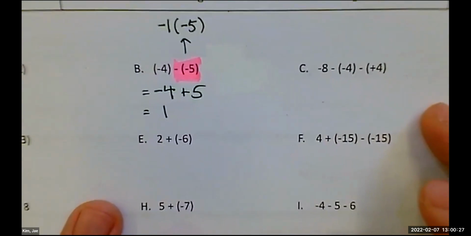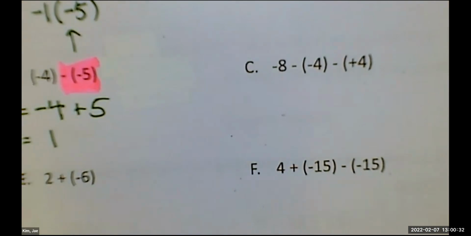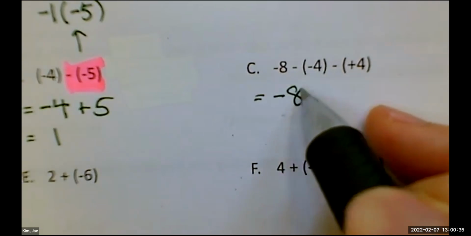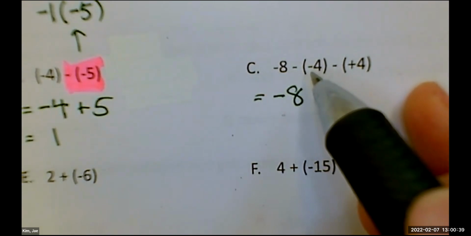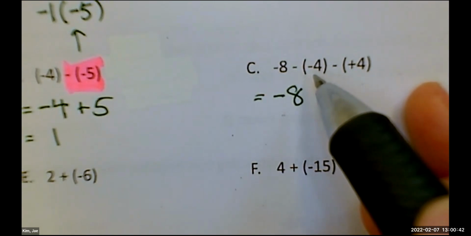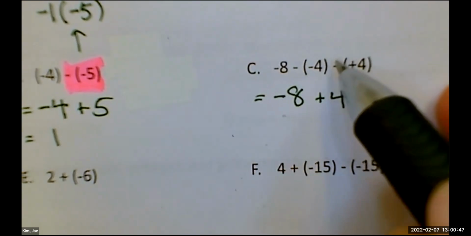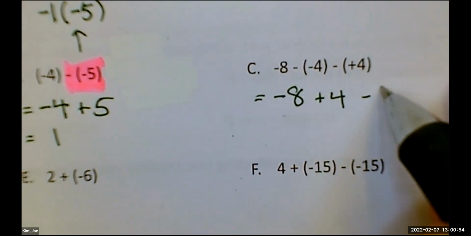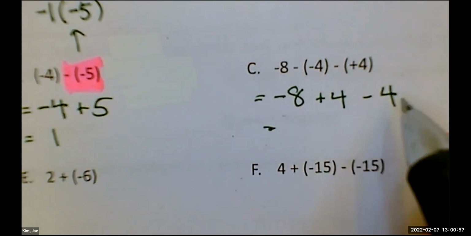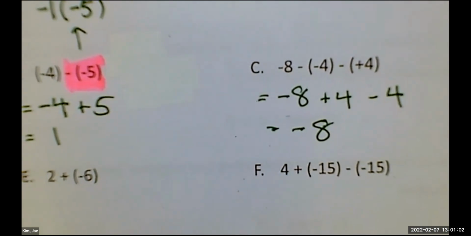Same for part C. I personally think it's the fastest way. -8. There's a -1 multiplying to the bracket. So this bracket becomes +4. And I got a -1 multiplying to a positive. Someone said it, -4. +4, -4, they're going to cancel out. The final answer is -8.